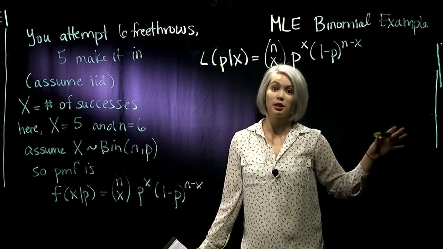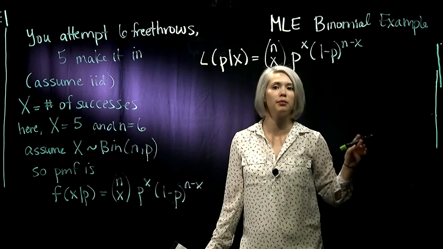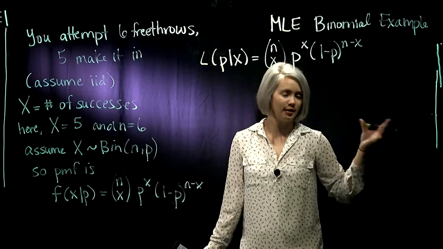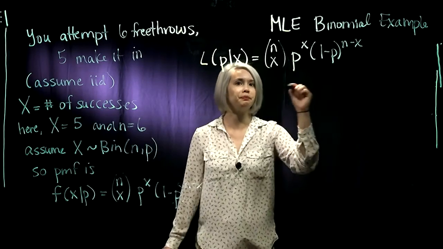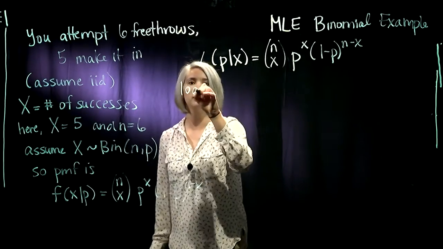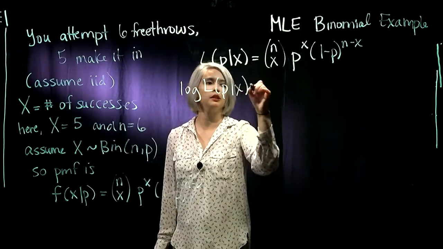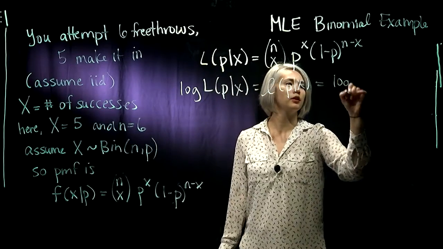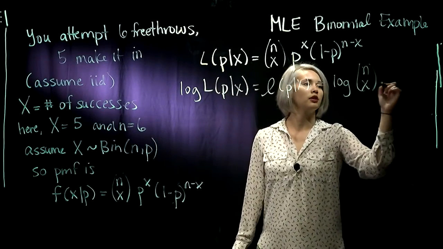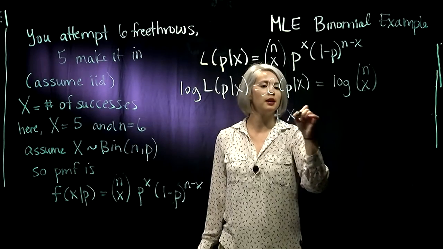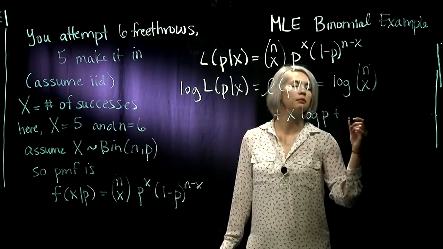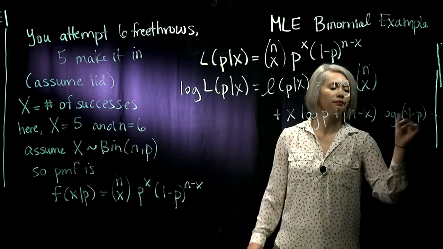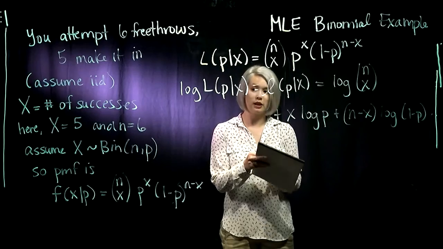But it's a lot easier, like we said before, to take the log and then maximize that, because maximizing the log of a function is going to be the same thing as maximizing the function itself, since log is a monotone transformation. So our log likelihood: we have the log of n choose x plus x log p plus n minus x times log of 1 minus p. All right, so now we have our log likelihood.